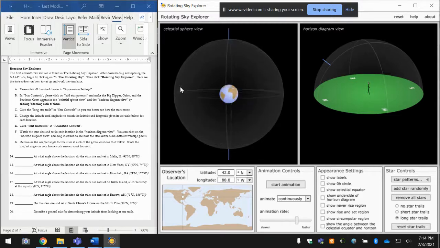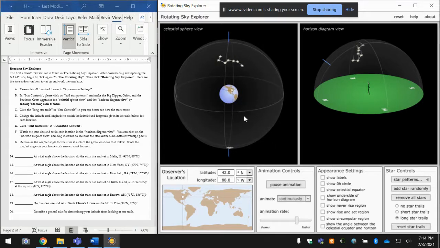What you can see here is the Earth in space, and the big sphere around it is called the celestial sphere. That's where all the stars are attached. And I've asked you on the homework to add the Big Dipper, Orion, and Southern Cross and the star patterns there, so you can see where they are in space.